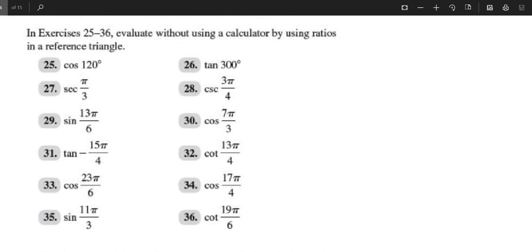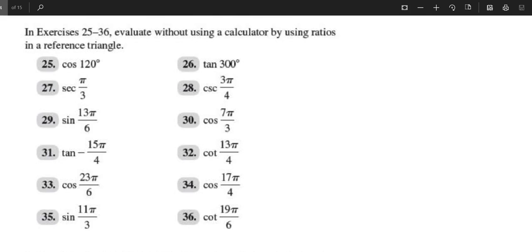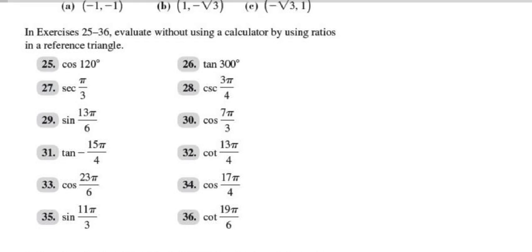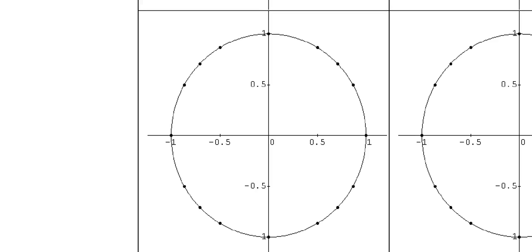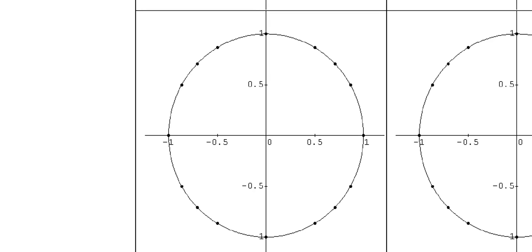28 from the 4-3 homework. Okay. So you're talking about cosecant 3 pi over 4, right? This one right here? Okay. Let me find 3 pi over 4 on my circle. It'd be a heck of a lot easier to do it over here. 3 pi over 4. So let's lock that in place.